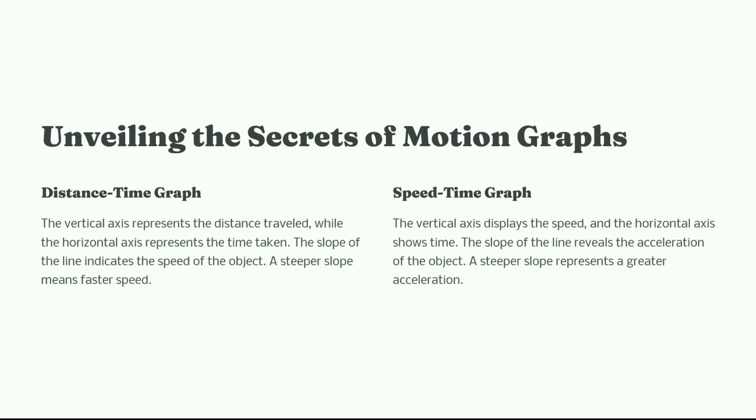Distance time graph. The vertical axis represents the distance traveled, while the horizontal axis represents the time taken. The slope of the line indicates the speed of the object. The steeper slope means faster speed.